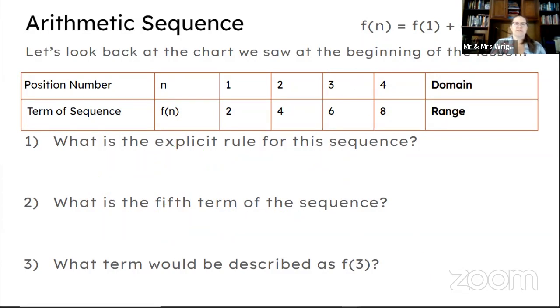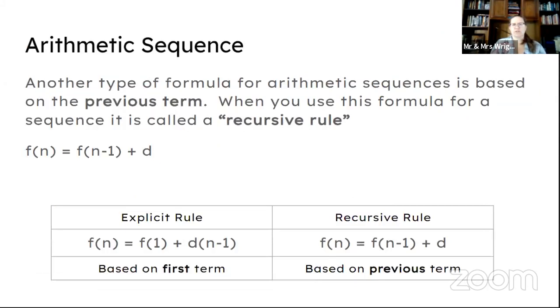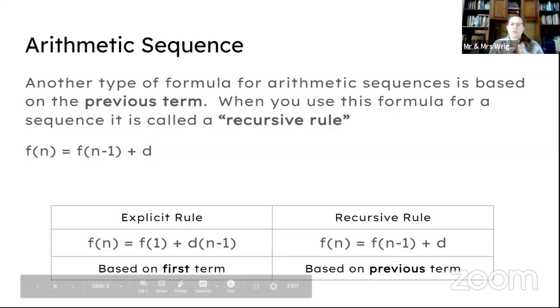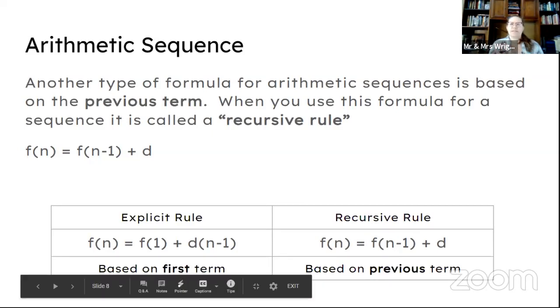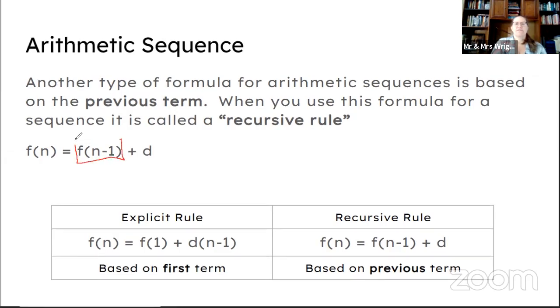Now we've gone over explicit rules. There's also a recursive rule. Now, explicit rules, when we talked about those, they were based on the first term. The recursive rule is based on the previous term and not necessarily the first term. So we have here a recursive term written out for you. And if you remember, we said in our last one, we had f of 1. In this one, we have f of n minus 1. And this means previous term.